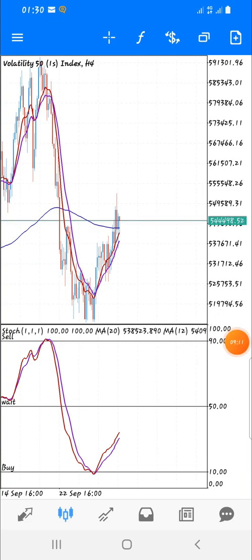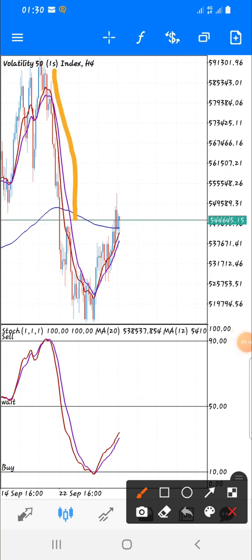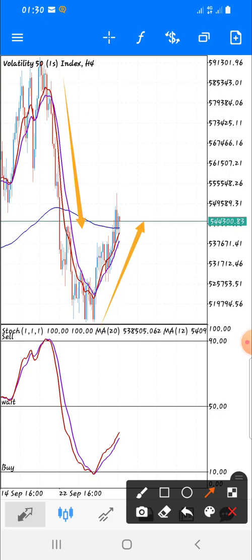Okay, let's look at this impulse and the corrective waves, the two. We will look at this one and also at this one. Then we are done for this video, and I'll upload another video where we'll talk about analyzing the volatility indices, which is going to be part 2. We will look at the zones and the impulse and corrective waves respectively.